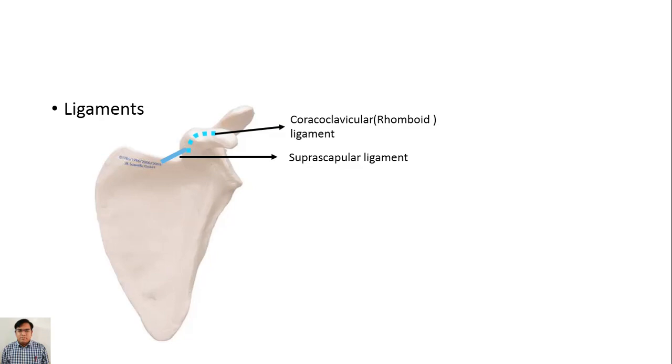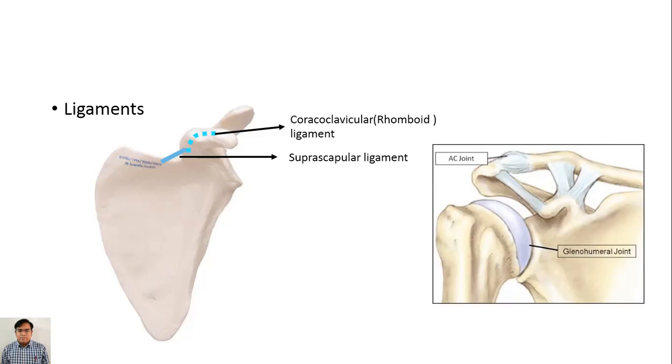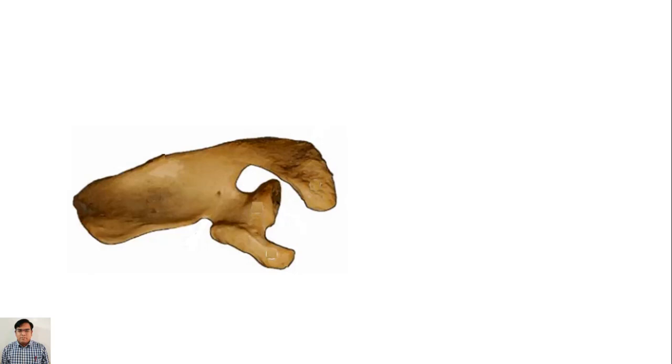And then there is the attachment of the coracoclavicular ligament on the coracoid process. This coracoclavicular ligament is also called the rhomboid ligament. So in this photograph we can see the coracoclavicular ligament, which has two parts, conoid part and trapezoid part. This is a superior view.